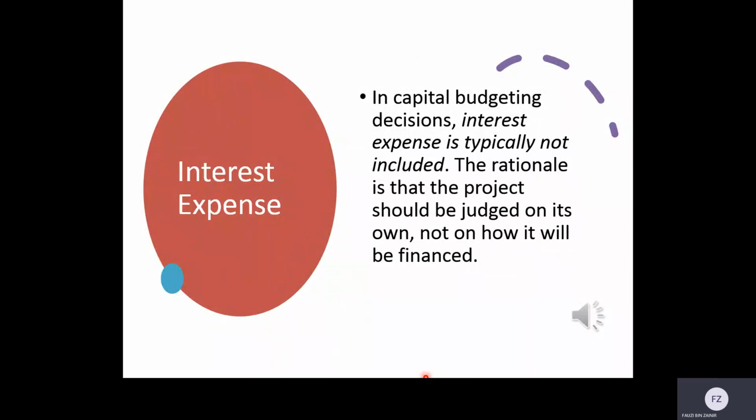So it says that in capital budgeting decisions, interest expense is typically not included. The rationale is that the project should be judged on its own, not on how it will be financed.